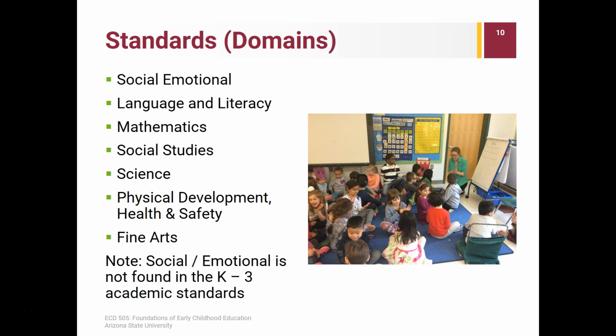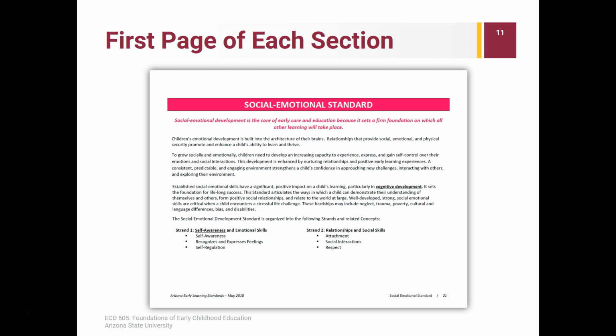The early learning standards have 7 content areas or domains: social emotional, language and literacy, mathematics, social studies, science, physical development, health and safety, and fine arts. The next few pages will describe the format of the early learning standards.